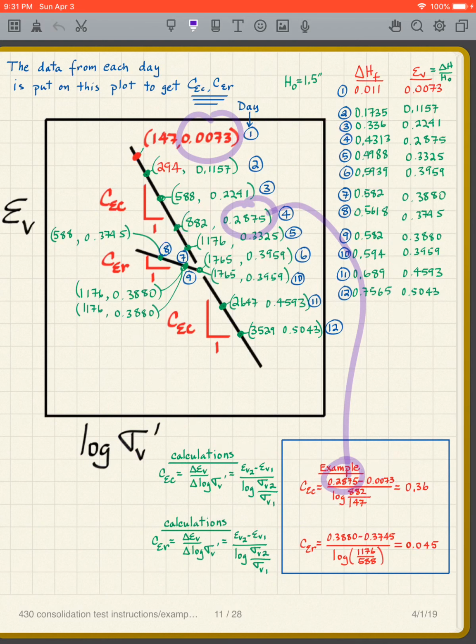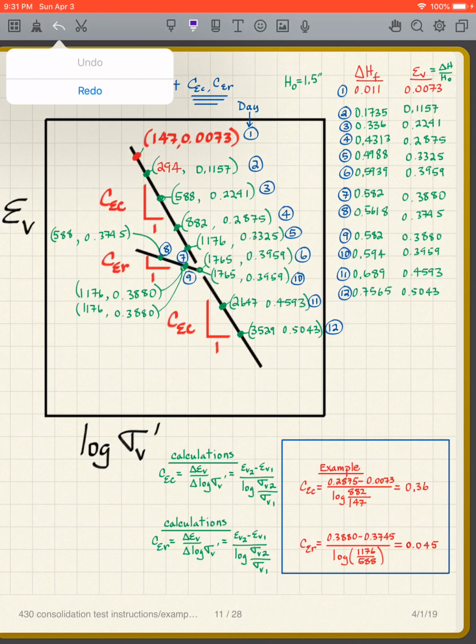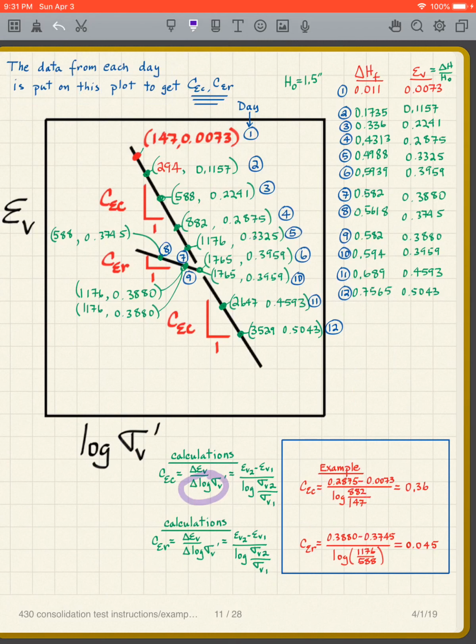So notice that it's a log, like I say, in the denominator. So my delta log is what? The log of one minus the log of the other is the same as the log of one over the other. So that's why we have the log of 882 over 147. And yeah, so that gives us our value there.